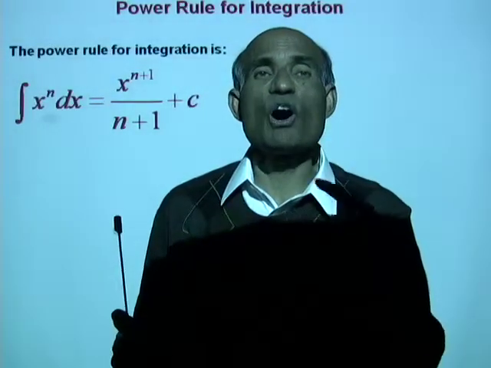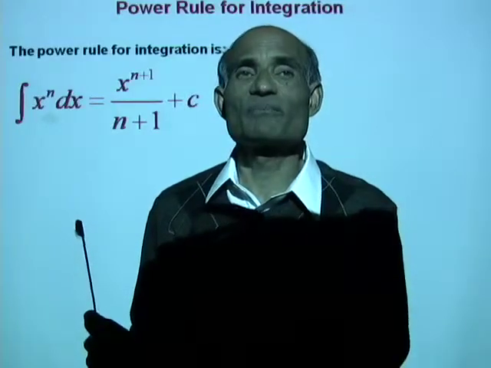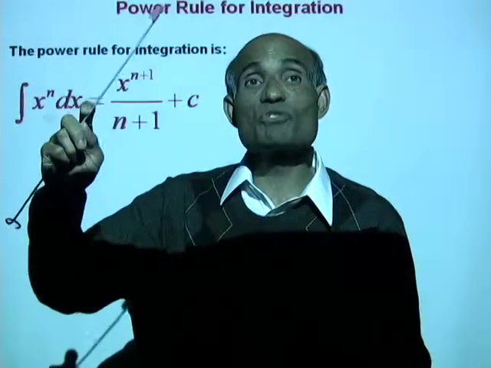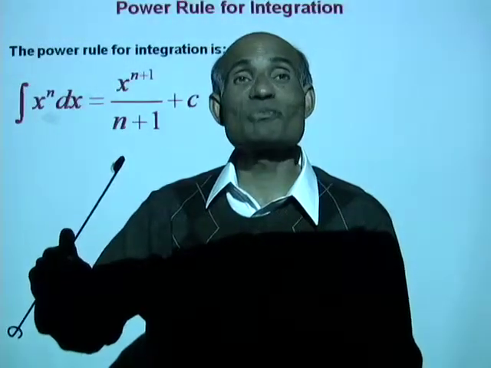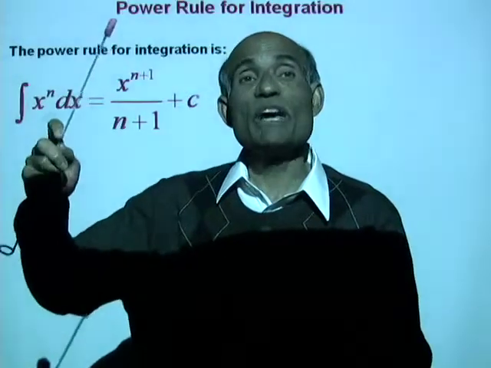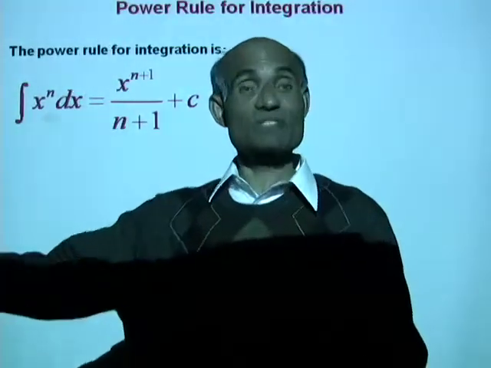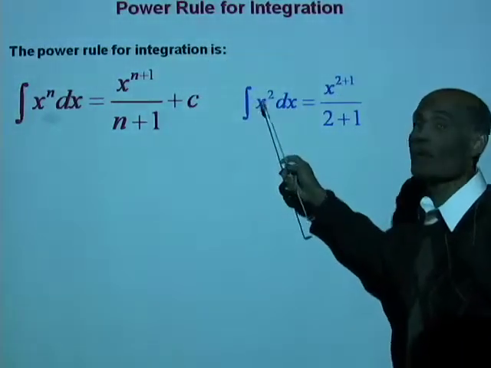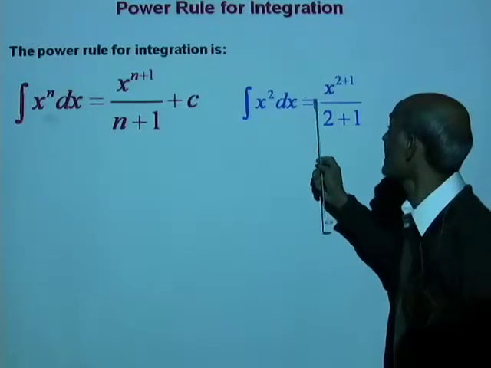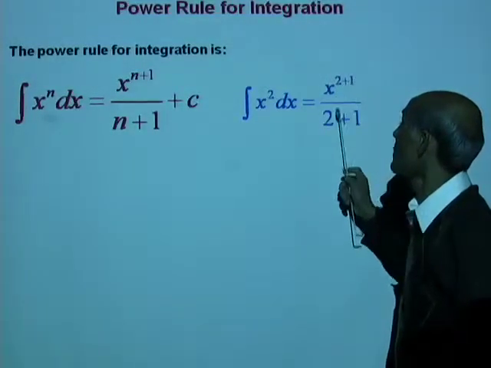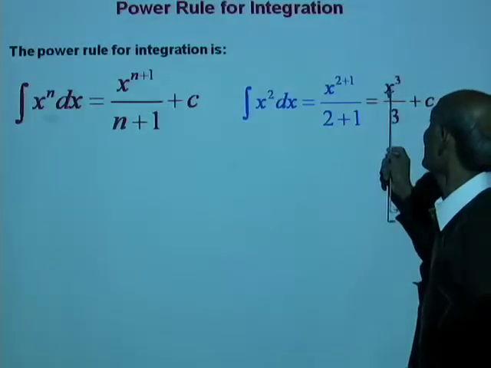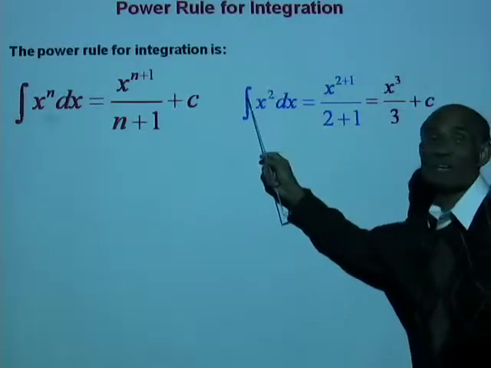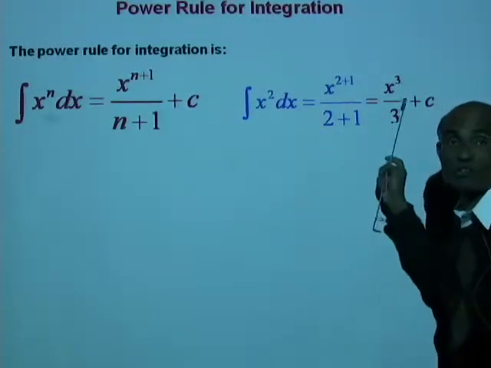Okay, can you do this in your mind now? What is the integral of x squared dx? The integral of x squared dx is x to the power of 2 plus 1 over 2 plus 1, plus c. It will be x cubed over 3 plus c. Very simple rule. That's right, here it is. Integral of x squared dx is x to the power of 2 plus 1 over 2 plus 1, which is x cubed over 3 plus c.